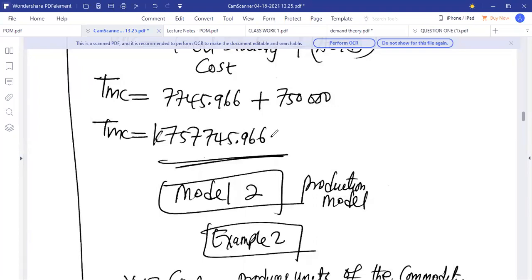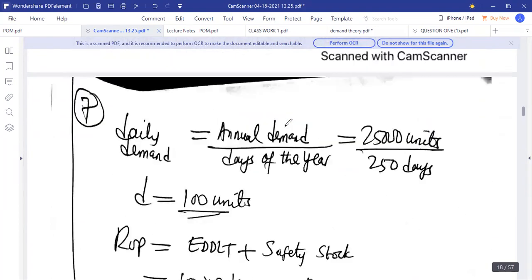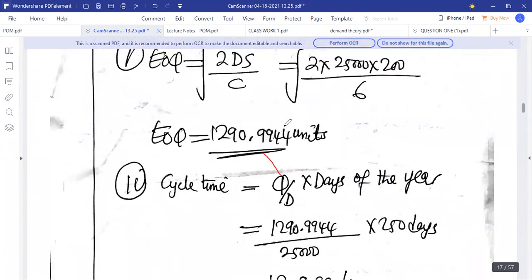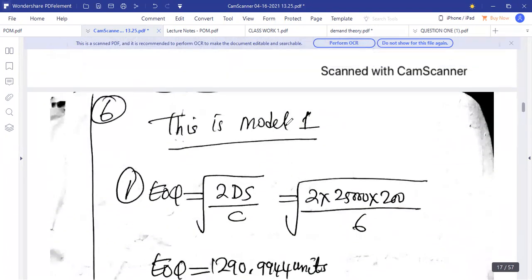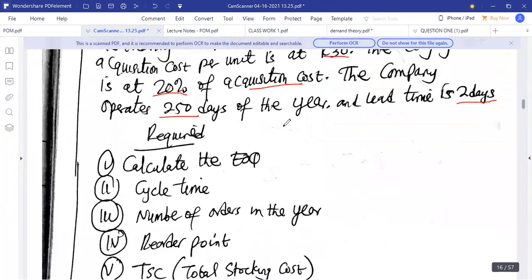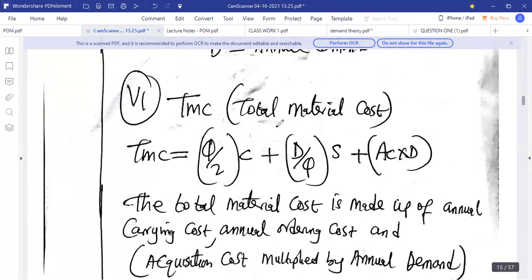So any questions so far for model 1, concerning even the formulas? If there are no questions, then I will take it that it is clear, unless otherwise.